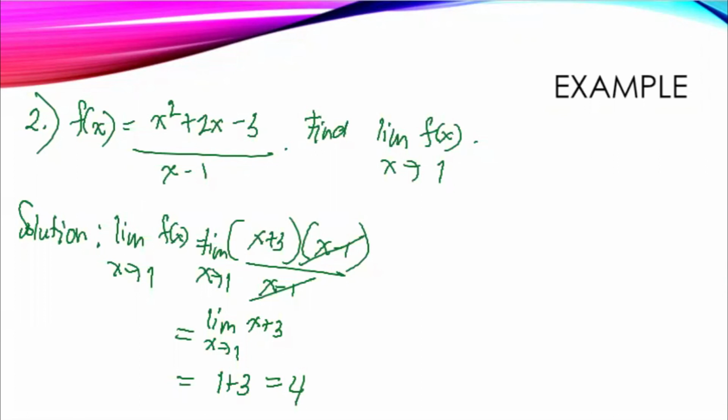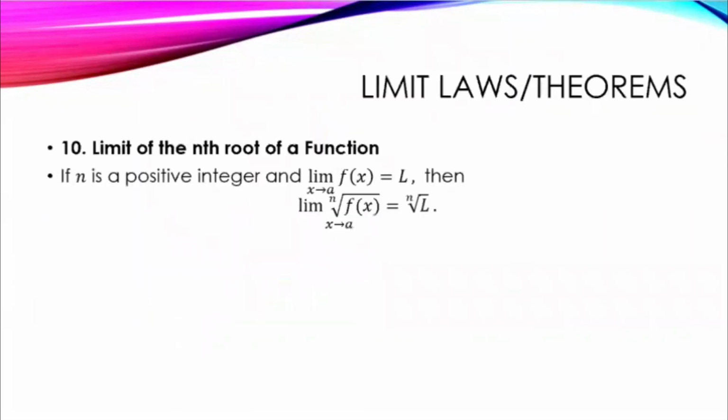Okay, so for the last theorem in our part 2 discussion, we have the limit of the nth root of a function. If n is a positive integer and the limit of f of x as x approaches a is equal to L, then the limit of the nth root of f of x as x approaches a is equal to the nth root of L.